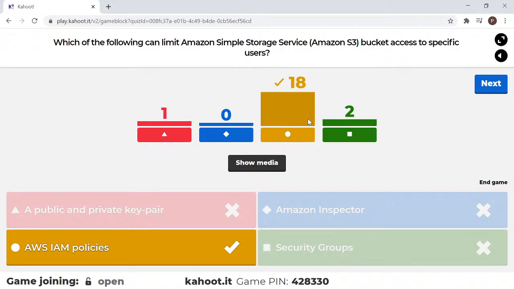Yep, most of you got it right. It is the IAM policies. Public and private key pair is mainly used to access or SSH into your EC2 instance, and security group is mainly for your network level security.